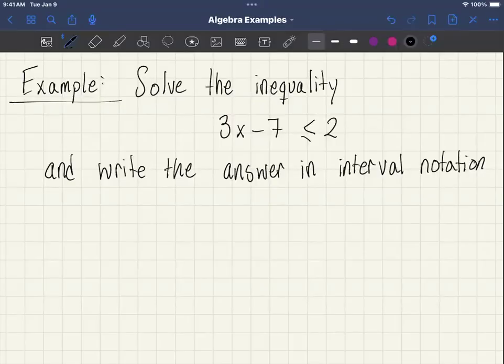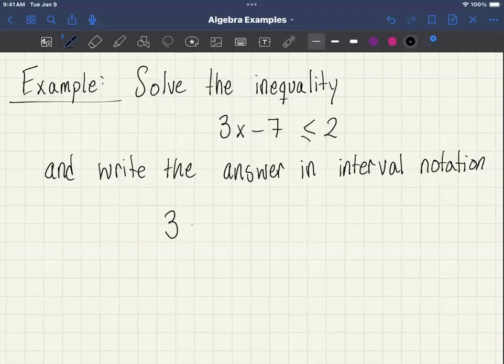Today we're going to look at the inequality 3x minus 7 is less than or equal to 2. And remember our line underneath here, when we look at inequalities, there are two types. We have just a regular less than or greater than symbol, and then we have the ones with the line underneath it. It means less than or equal to 2. And write the answer in interval notation. So there are two parts to this. We're going to start off with the part where we solve the inequality.